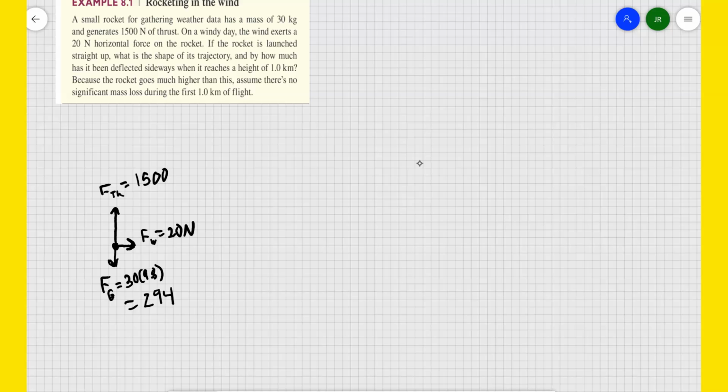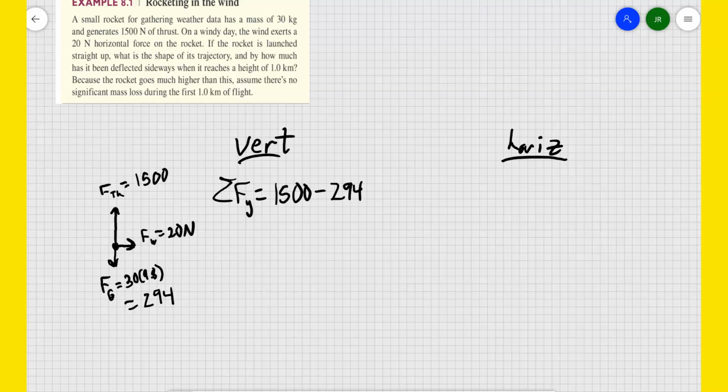Alright, so what we're going to do in two dimensions is separate things. We're going to break things down into their components vertically and horizontally, just like we did with two-dimensional kinematics. So vertically, what do we have going on? We got the sum of the forces in the y direction being what? We got a 1,500 newton force, and we have a 294 newton force that's going in the negative direction. So positive 1,500, negative 294, and that's the two forces in the y direction.